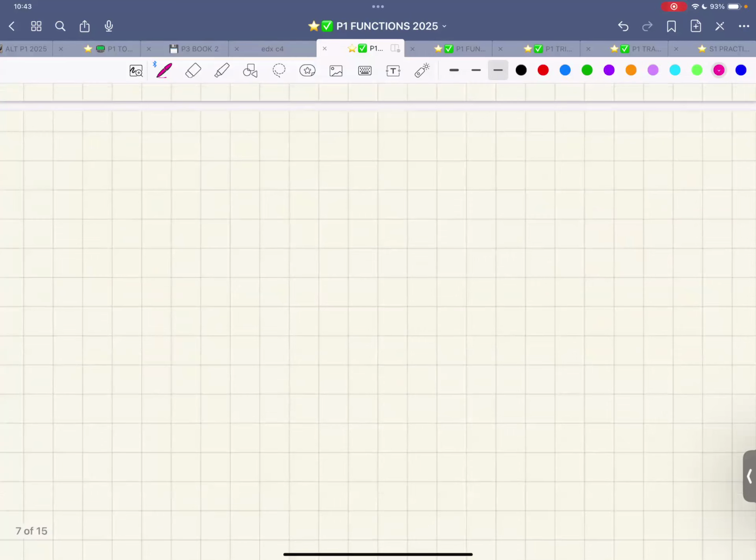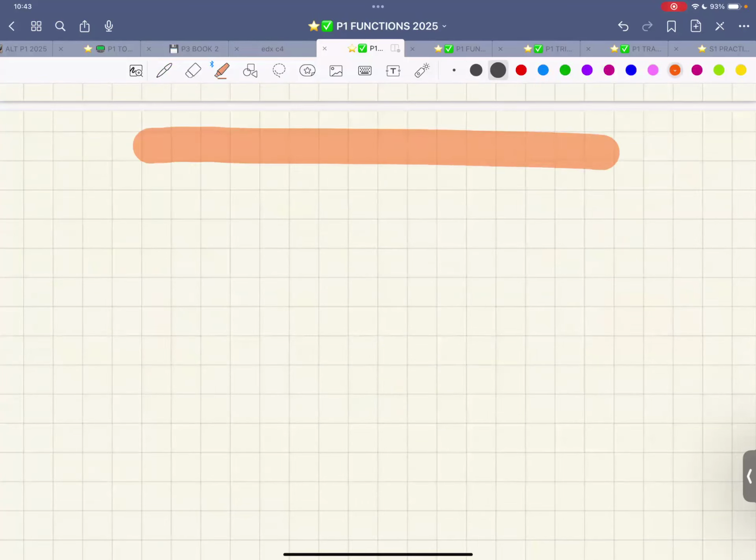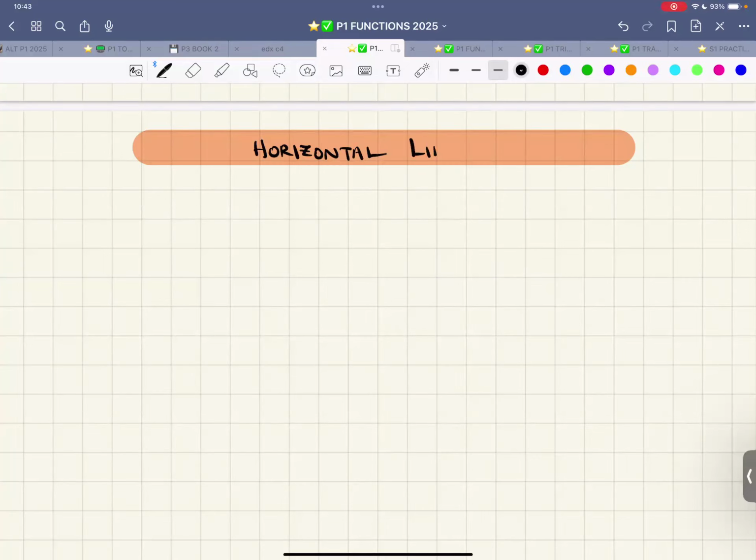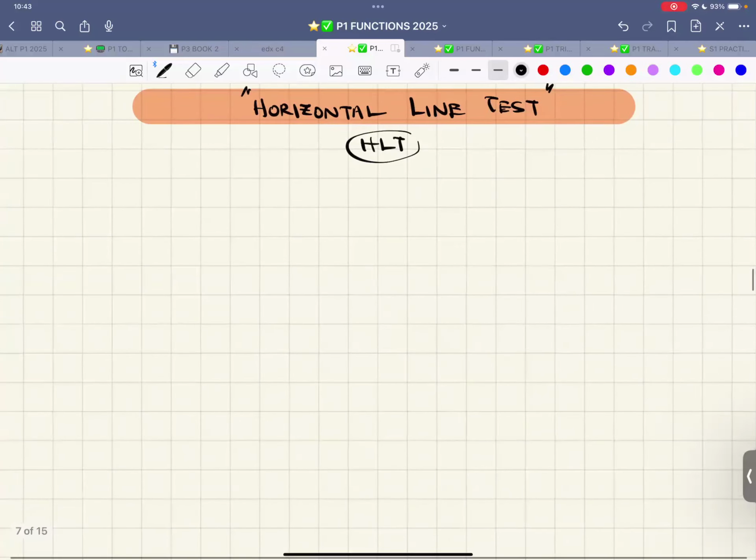Now we would also do something else that is called a horizontal line test. So now let's discuss HLT, horizontal line test. So this is HLT. Now, what is a horizontal line test?